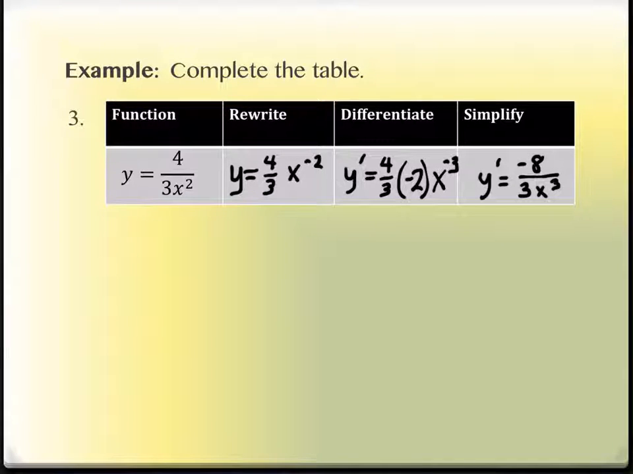Does that look okay? Everybody good with that? Remember that negative 2 is like negative 2 over 1. Okay, so we're going to basically do this same thing without the guided columns for the next problem.